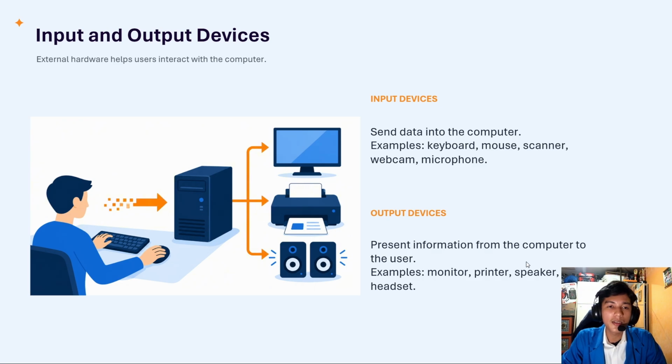After discussing the components inside the computer, let's move to hardware devices outside the computer. Input devices are used to send data into the computer, such as keyboard, mouse, scanner, webcam, and microphone. Output devices present information from the computer to the user, such as monitor, printer, speaker, and headset.